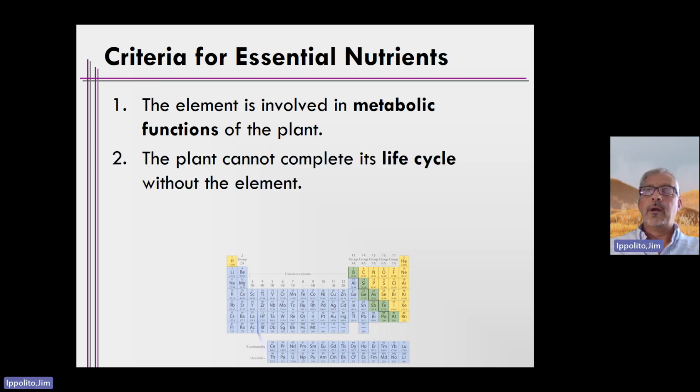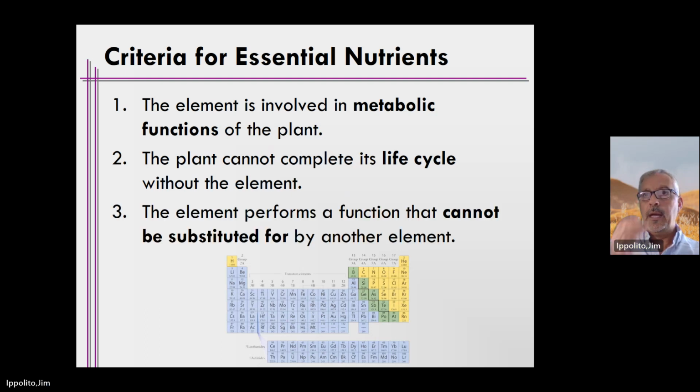The second criteria is that the plant cannot complete its life cycle without the element. If you remove the element, the plant is going to suffer. It's either going to be deficient, or if you can remove the element altogether, such as in a hydroponic system, the plant may not even grow. And the third criteria is that the element performs a function that cannot be substituted for by any other element.